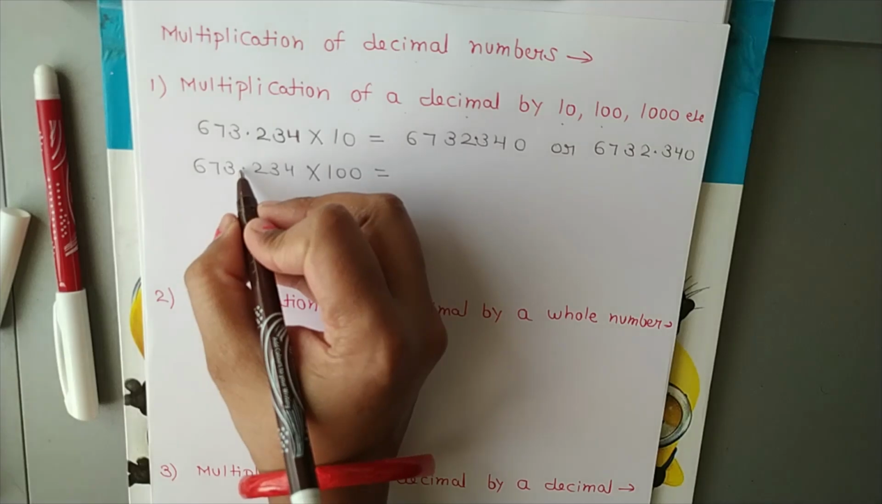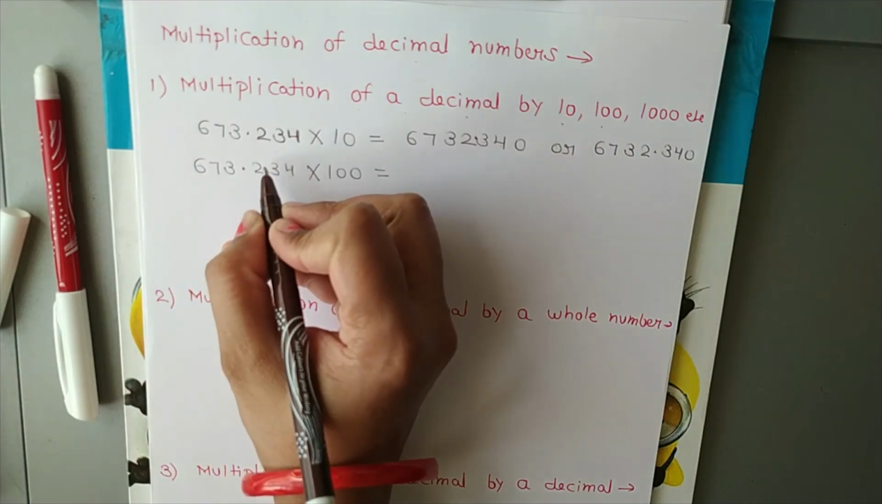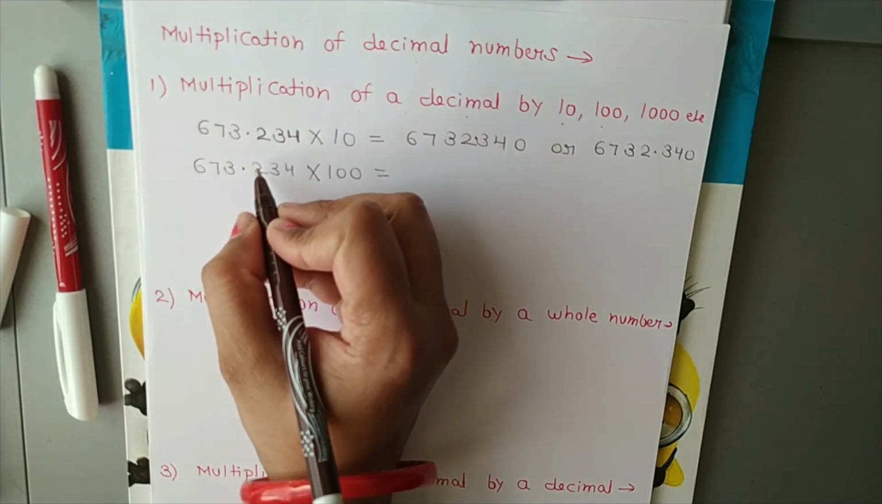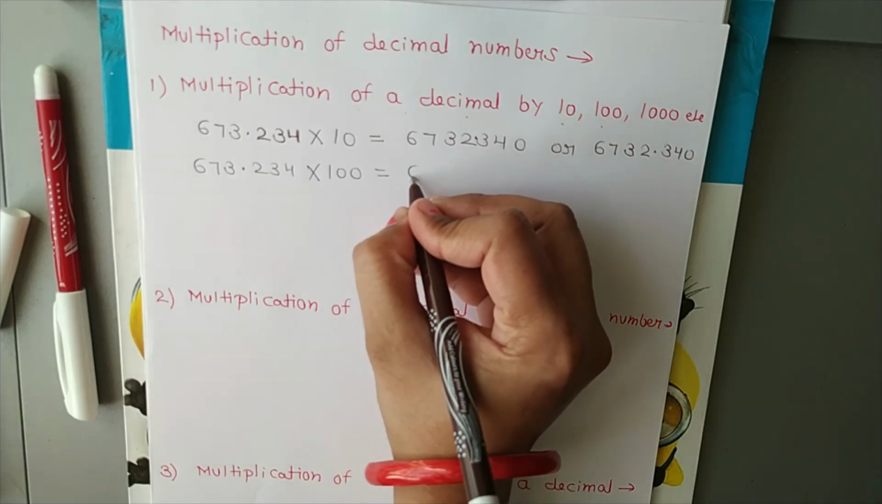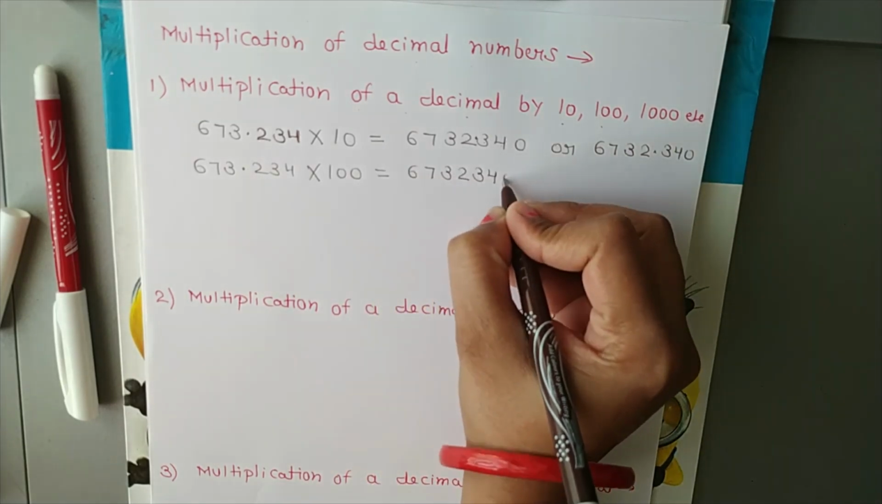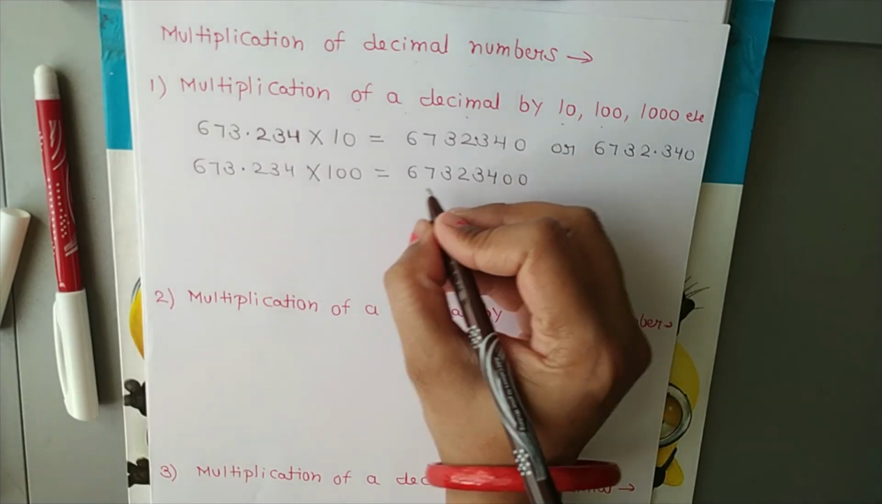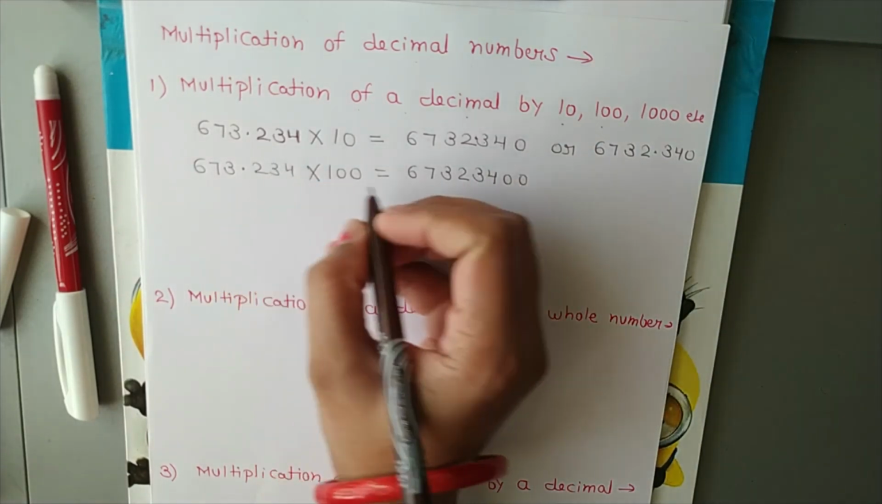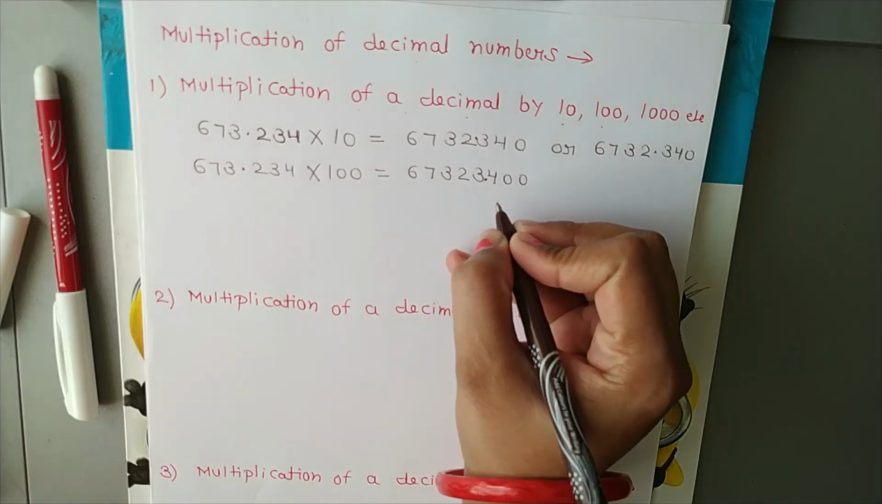So the decimal is shifted to the right by 2. Yes, 673.23400. Then after 2 3 we have to put the decimal.